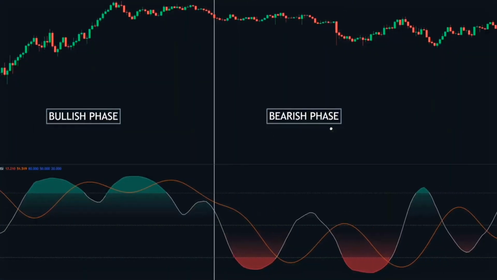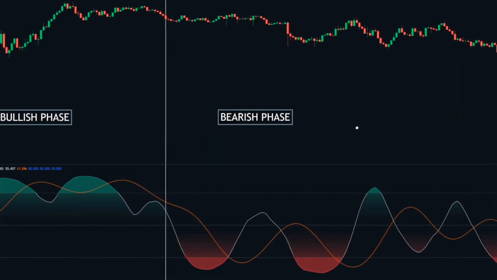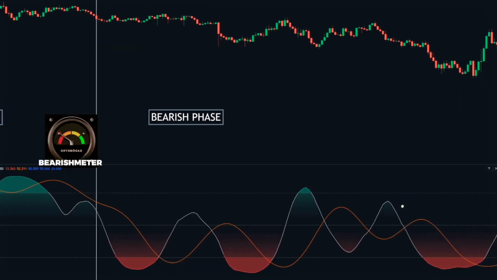The same logic applies in bearish trends. If the RSI line remains below the signal line, selling pressure is increasing. If it crosses above, the bearish trend may be losing steam.